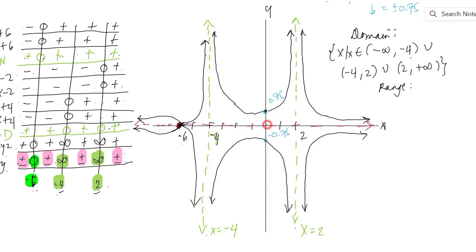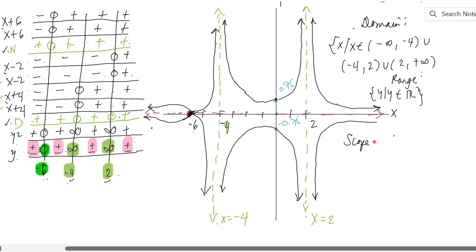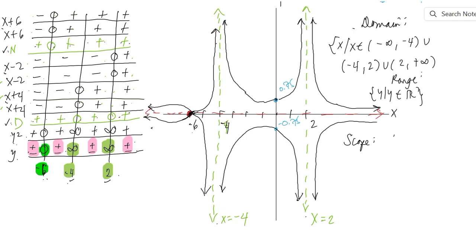While for our range, as you can see here, we have the graph from 0 to the positive infinity and from 0 to the negative infinity. So we have our range is y such that y is an element of real numbers. For the scope, we have our graph above and below the x-axis for the same region. So that would be below and above the x-axis for the same range.